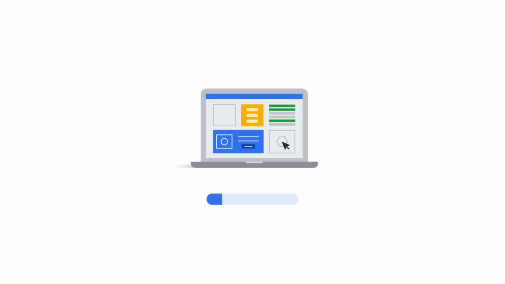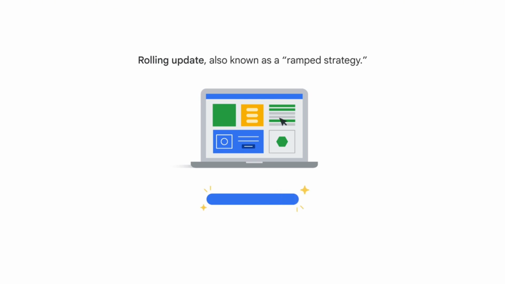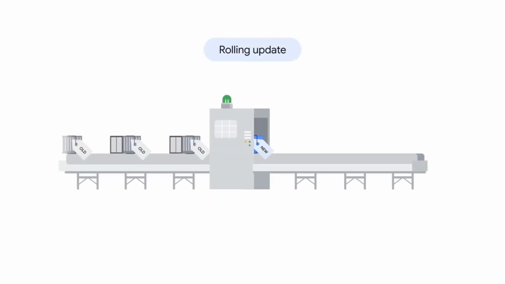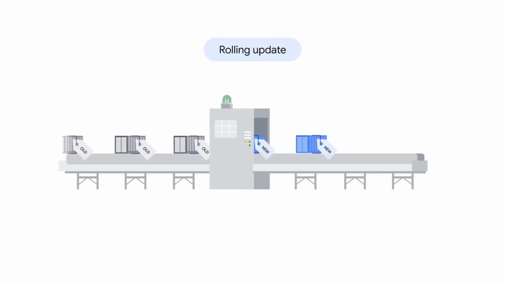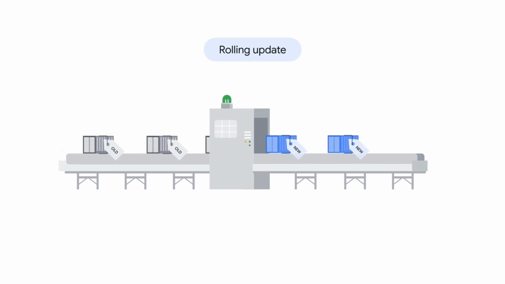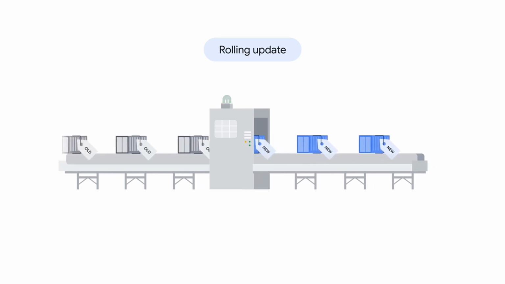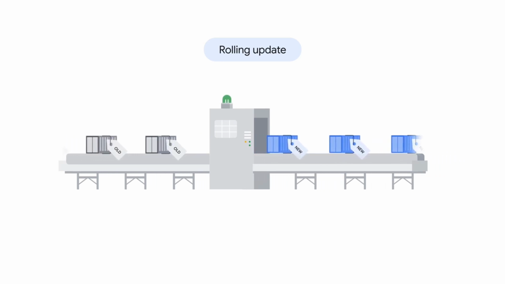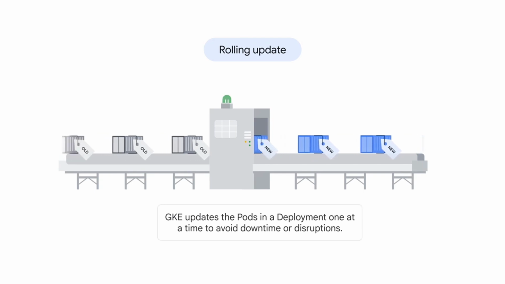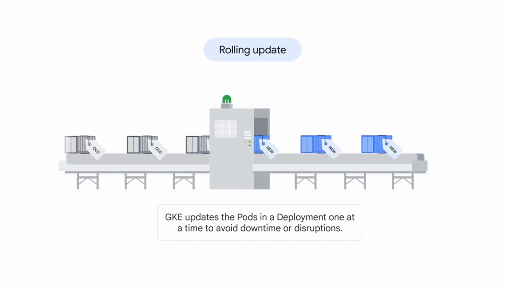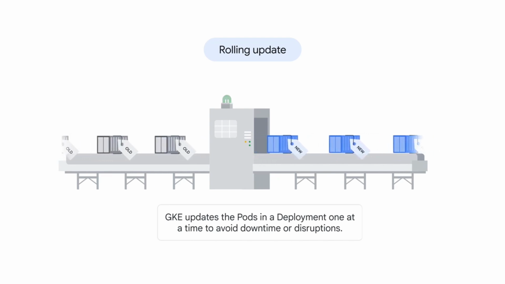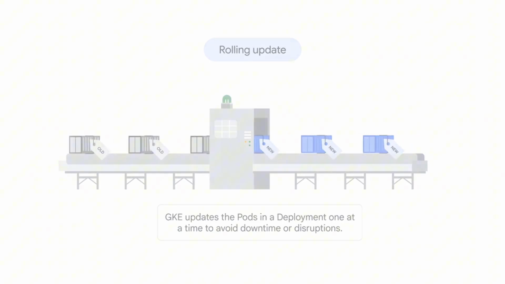Now, imagine updating your app without anyone noticing. That's the magic of a rolling update, also known as a ramped strategy. When a deployment is updated, a new set of pods are launched in a new replica set. Then, after the new pods start running smoothly, the old pods in the outdated replica set are gracefully retired. GKE updates the pods in a deployment one at a time, meaning there's always at least one pod running the old version of your application, and there won't be any downtime or disruptions.